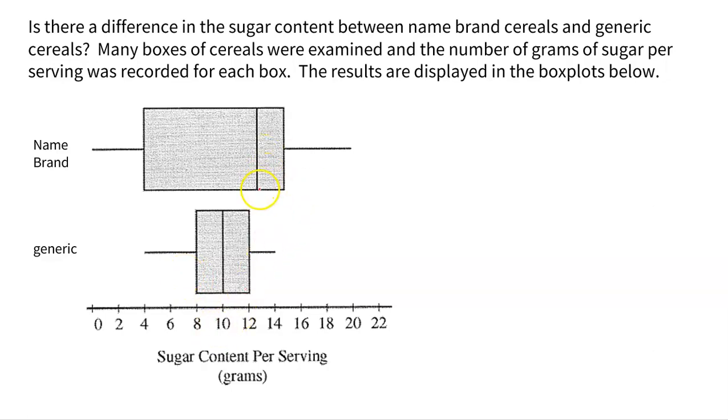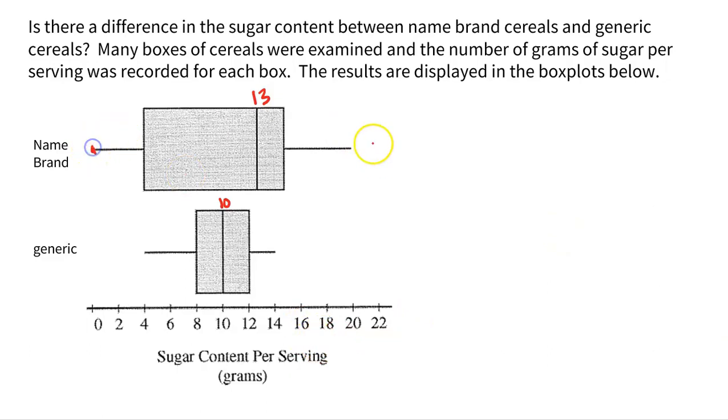Well, look at the median. The median for the name brand is right around 13 grams of sugar per serving, where the median for the generic is 10. So based solely on center, name brand typically has more sugar. We could also look at the spread. Which one's more spread out? Clearly, the name brand is more spread out.